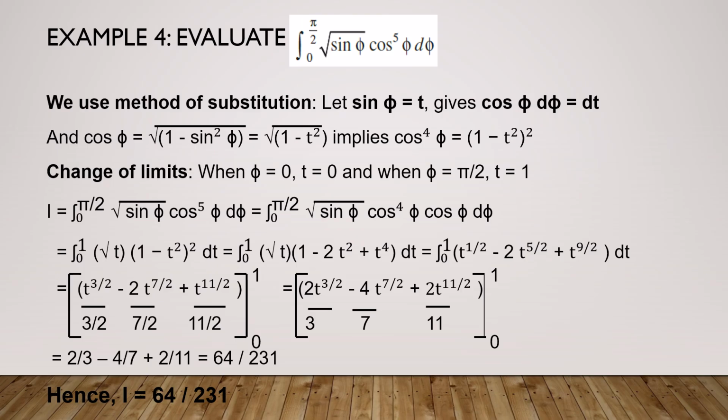Now this is very simple. Just open the square, (1 − t²)², and multiply by root t. You know that the integral of t^n is t^(n+1)/(n+1). Now put these values. First put the value of t as 1: it is 2/3 − 4/7 + 2/11. Minus, when you put the value of t as 0, all three terms become 0. So the final answer is 2/3 − 4/7 + 2/11, which is 64/231.